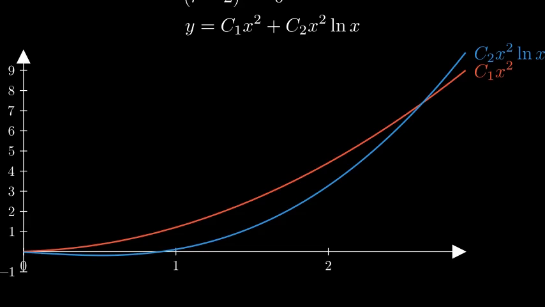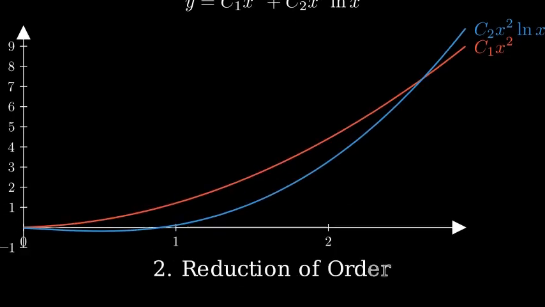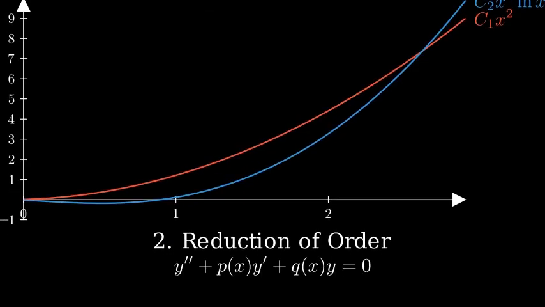Now, let's move on to our second method, reduction of order. This method is useful when we already know one solution to the differential equation. Consider a second-order linear differential equation in standard form. y double prime plus p of x times y prime plus q of x times y equals 0, where p and q are functions of x.